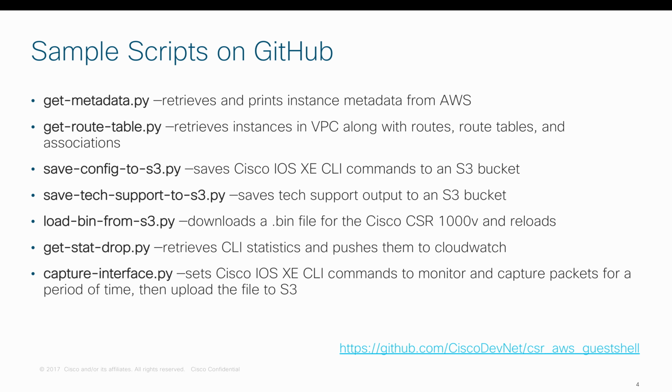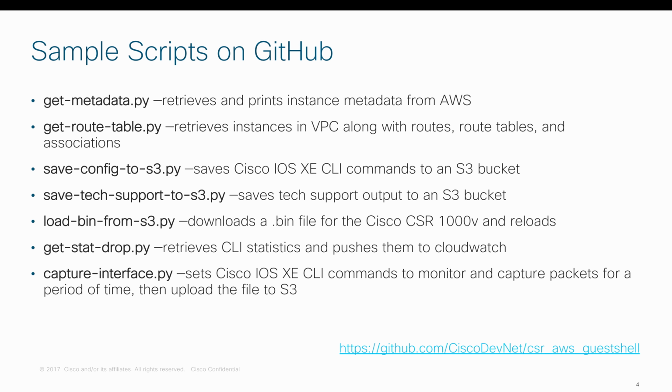So let's take a look at what those scripts do. We have a metadata script that retrieves the instance metadata, like what is the public IP and what is the ENI ID I'm using, and we also have a get route table, which retrieves the route table within the VPC. We have a save config to S3 Python script, which copies your current running config and pushes it to the S3 bucket. We have a save tag support, which can save to the S3 bucket. If somebody wants to do troubleshooting and copy the tag file outside to another place, you either have to set up FTP or TFTP. Now we can just transfer to the S3 bucket. And load bin file from S3.